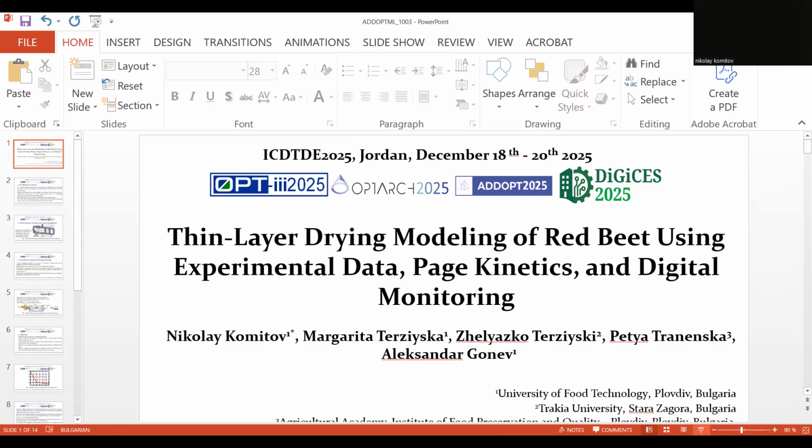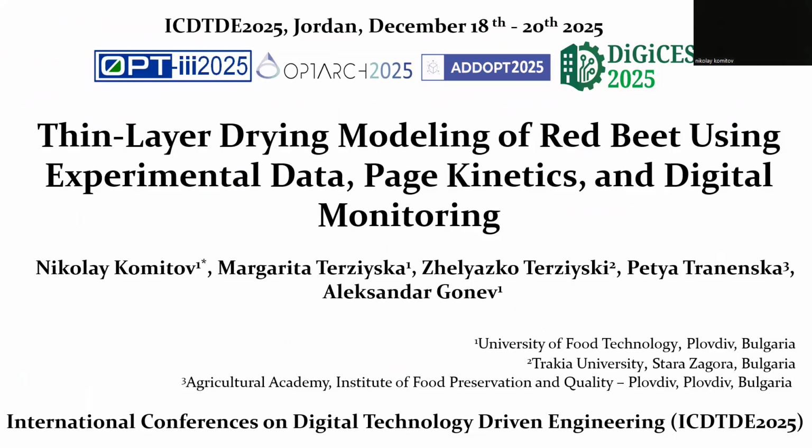I, from the University of Technology, Plovdiv, Bulgaria, will present our paper, Thin Layer Drying Modeling of Red Beet using experimental data, pH kinetics, and digital monitoring.